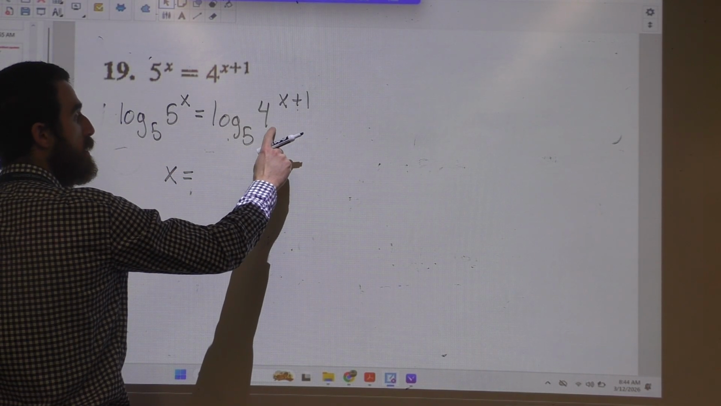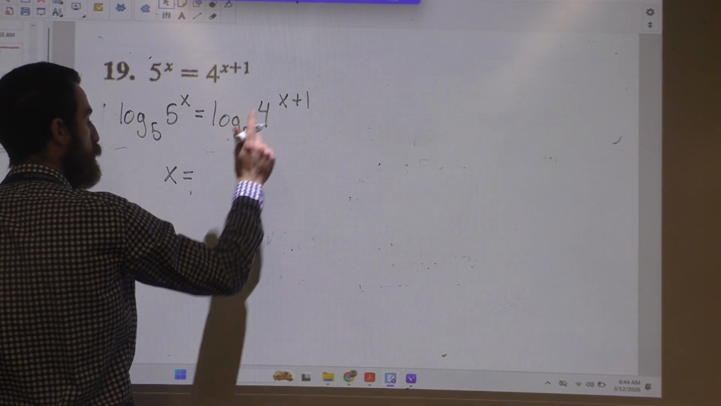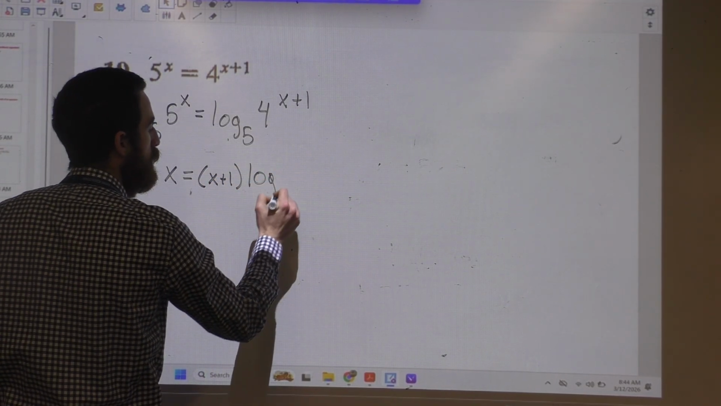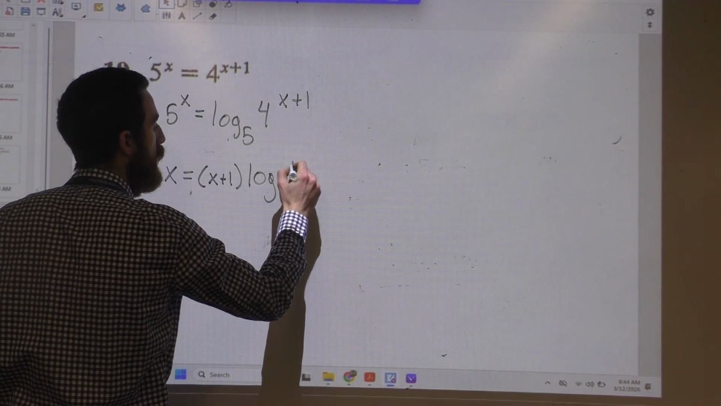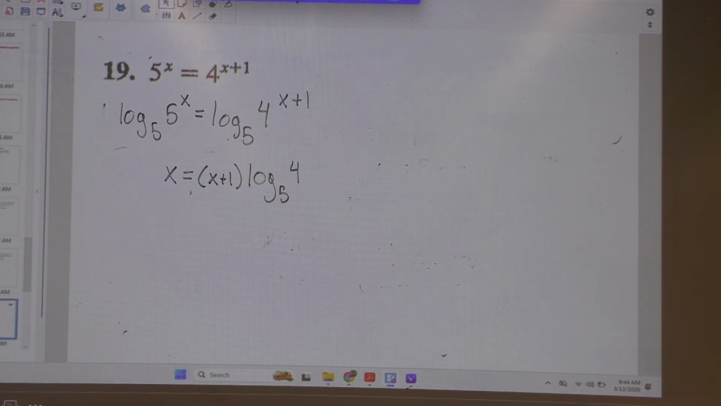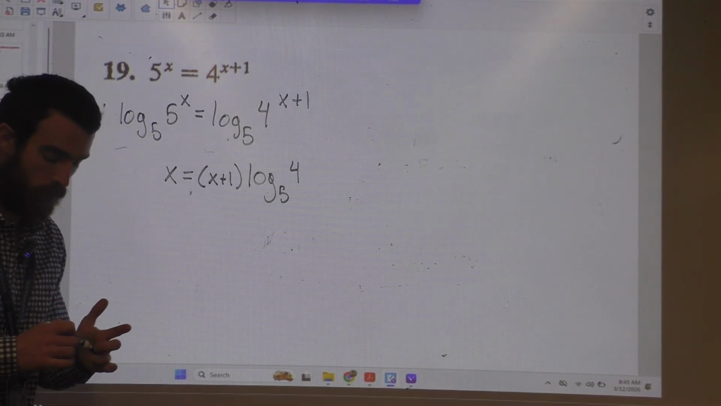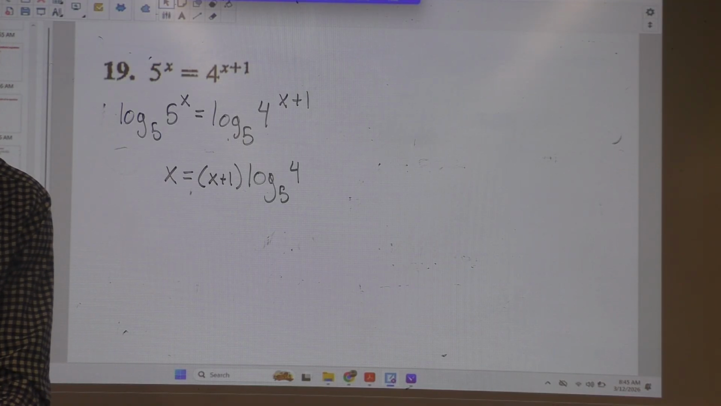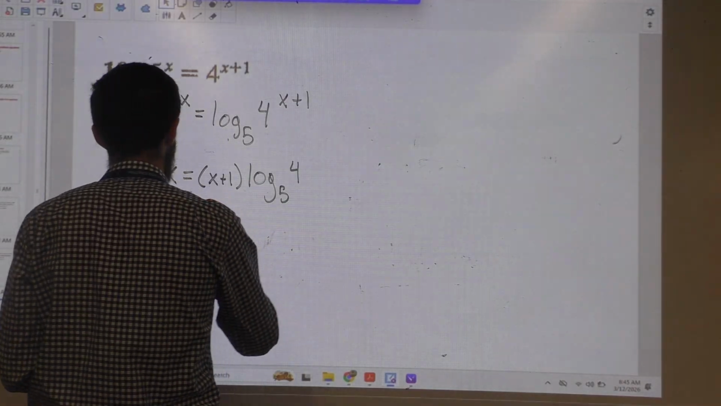Here, can't cancel this out. However, the exponent rule for logarithms says that an exponent can become a coefficient. One thing you really need to keep in mind is that once you have no variable in your logarithm, that is a number. Log base 5 of 4 is 0.861.